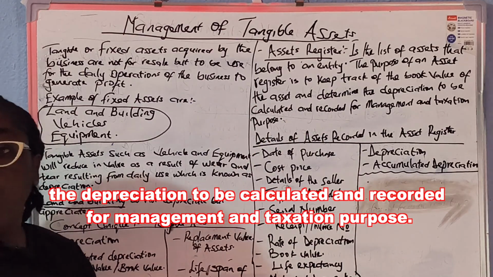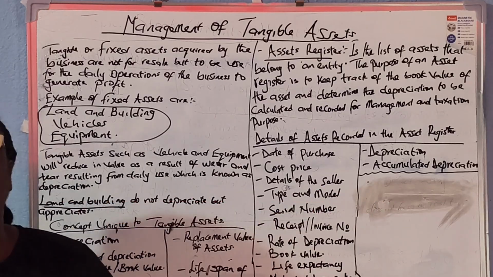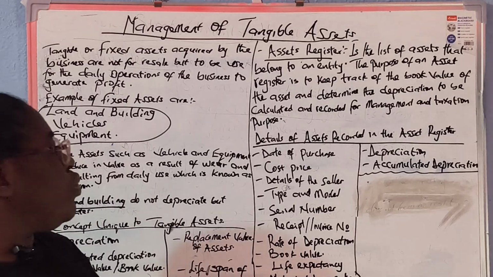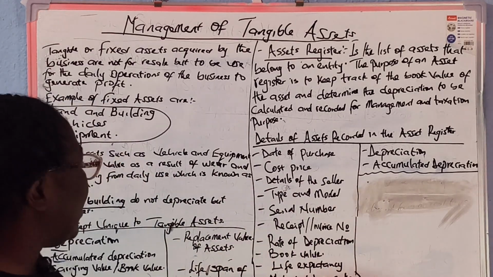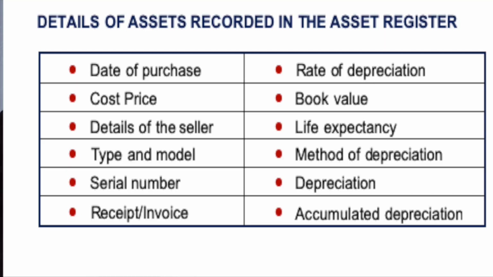Every asset must be in the asset register. Every asset belonging to an entity is required to be in the asset register. Now, what are the details? What do we record in the asset register? Number one, we record the date of purchase of the asset. When did we buy this asset? So the date of purchase of the asset must be recorded in the asset register.